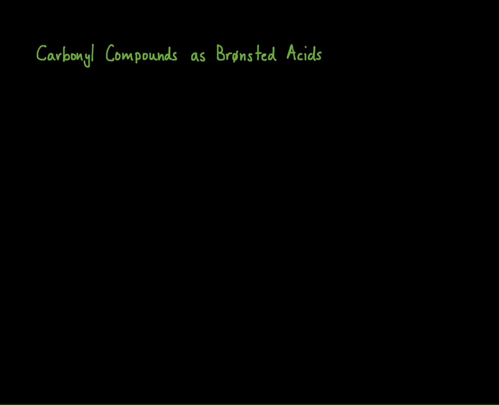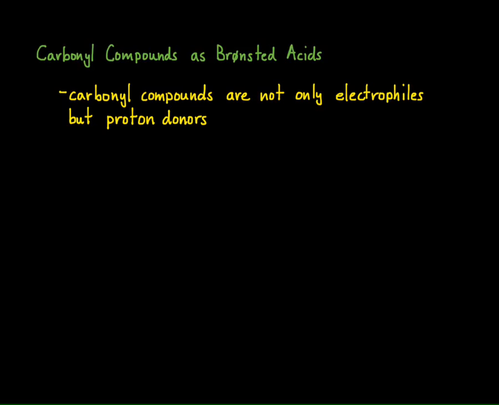The first thing we're going to investigate of carbonyl compounds in this chapter deals with their acidity. Now we've seen that carbonyl compounds act as electrophiles, but they can also behave as proton donors, hence the definition of the Bronsted acid as well. And we're going to explore the various types of carbonyl compounds and see how they are acidic.